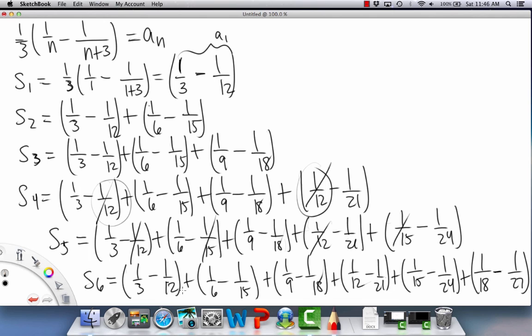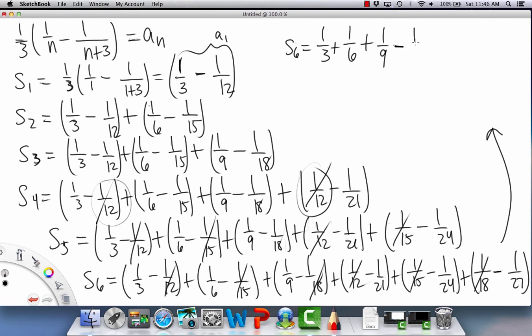Okay, so on this last one here, we can see that the 1 over 12, the negative 1 and the positive 1 cancel out. The negative 1 over 15, positive 1 over 15, negative 1 over 18, positive 1 over 18. So what we actually get, and I'll just write it up here so I don't have to go into the next slide yet, is our S sub 6 equals 1 over 3, right, plus 1 over 6 plus 1 over 9, and then we start going into the minuses. So then we get minus 1 over 21 minus 1 over 24 minus 1 over 27.